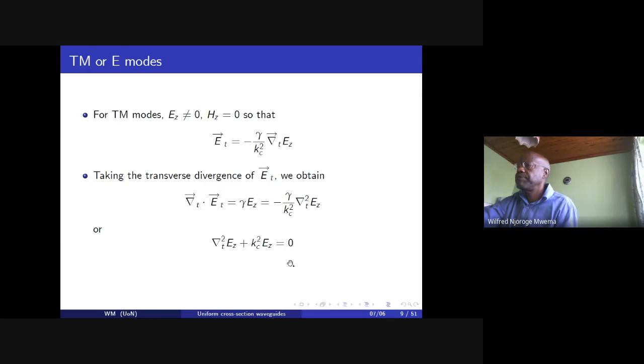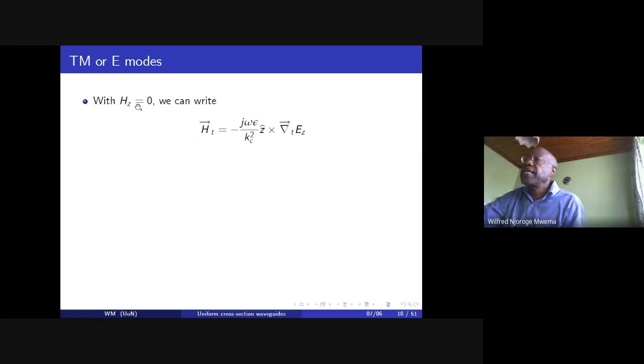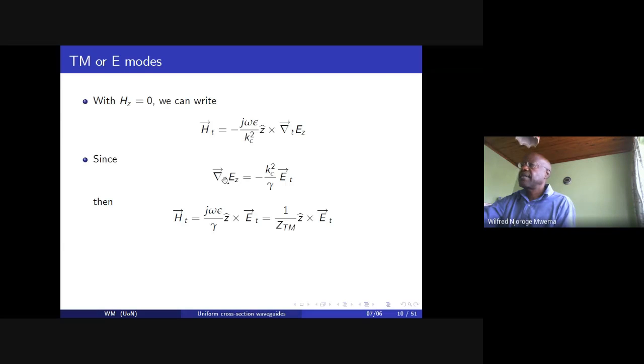With Hz equal to 0, we can then write that H of t is given by minus j omega epsilon by kc squared, Z cross the gradient of Ez. And since the gradient of Ez has been given here as minus kc squared by gamma multiplied by E of t, we can see that H of t is given by j omega epsilon by gamma multiplied by Z cross E of t.